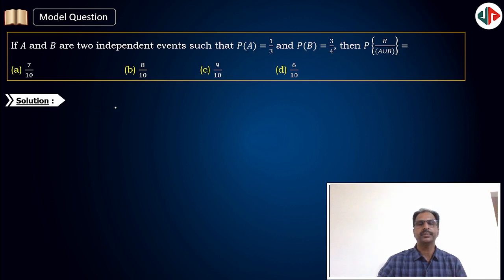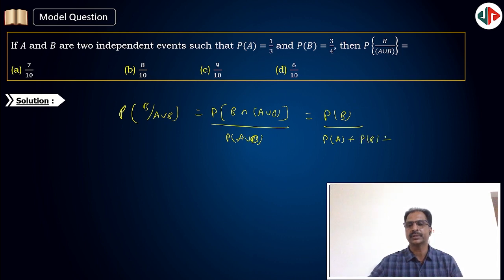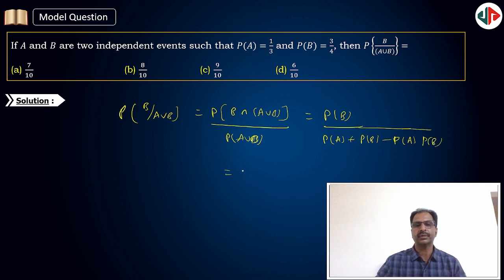Next, if A and B are two independent events such that P of A is given, P of B is given, you have to find P of B given A union B. This is nothing but P of B intersection A union B by P of A union B. B intersection A union B is nothing but B. P of A union B is P of A plus P of B minus P of A intersection B, which is nothing but P of A into P of B because events are given as independent. Now substitute all the values given.